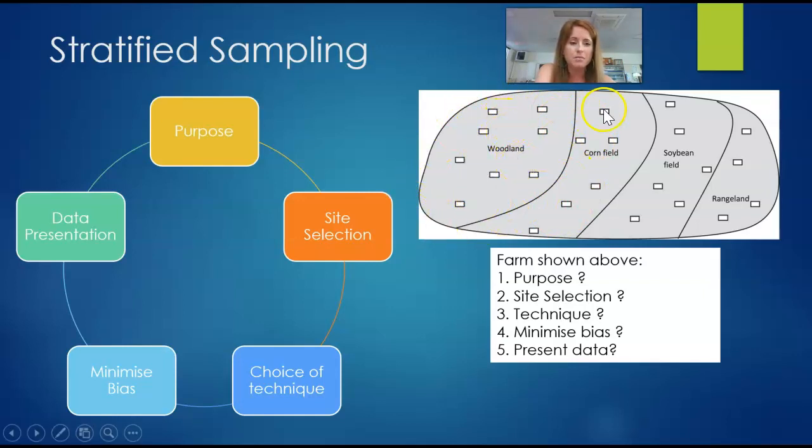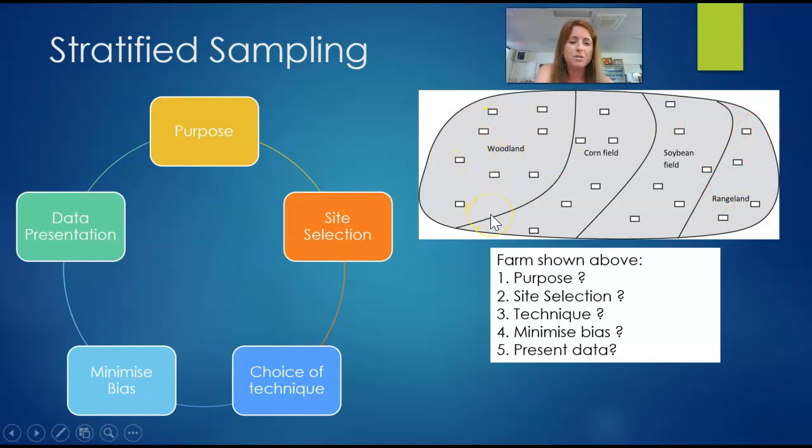And so I think there's 16 on this side and 8 on this side. So we're going to say this is a good portion. We've taken 8 samples from the woodland areas. The cornfield's a bit smaller, so we only took 6 samples. And the soybean field is the same size as the cornfield, so we also took 6 samples. And the rangeland is smaller than all of them, so only 4 samples were taken. Now, within the area, you could still randomly sample.